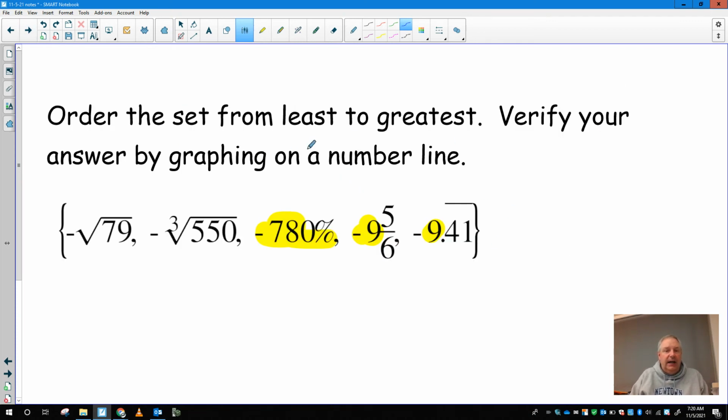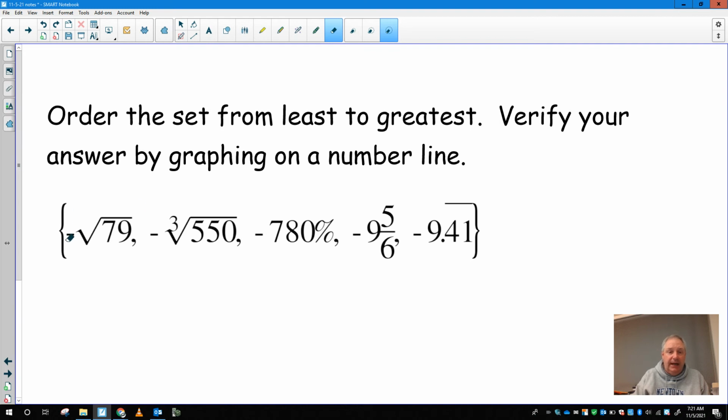All right, so we've been graphing dots on number lines the last few days, sort of leading up to this. So now I want to order this set from least to greatest. All right, so sorry, I have some incorrect numbers on your paper. So change the negative 8 and 5/6 into the yellow highlighted ones. So keep the first two and then change the last three. I apologize for that. So make them negative 780%, negative 9 and 5/6, and negative 9.41.